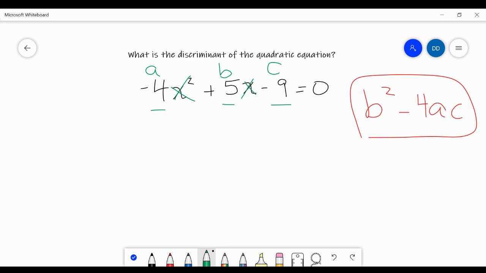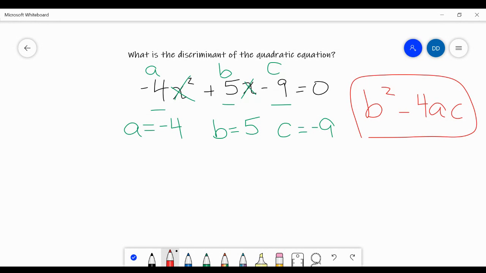So if you want to write it out, a is equal to -4, b is equal to 5, and then c is equal to -9. Those signs have to go with them. So this subtraction sign, treat it like a negative. So that's a -9. So it says b squared. In this case, it's 5.